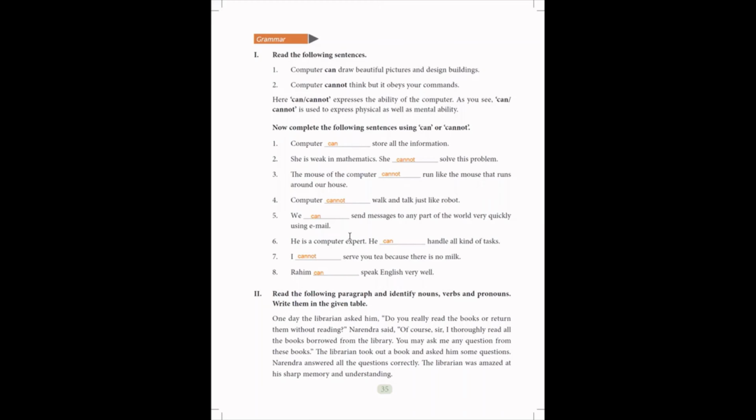Great. Okay, now we'll move to the next part, that is about reading a paragraph and identifying nouns, verbs, and pronouns. So I'll read this paragraph and then Yashita will tell us the nouns, verbs, and pronouns used in this paragraph. Okay, it says, one day the librarian asked him, "Do you really read the books or return them without reading?" Narendra said, "Of course, sir. I thoroughly read all the books borrowed from the library. You may ask me any question from these books." The librarian took out a book and asked him some questions. Narendra answered all the questions correctly. The librarian was amazed at his sharp memory and understanding.